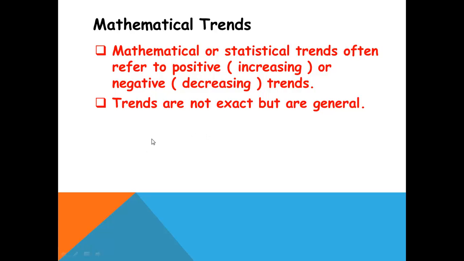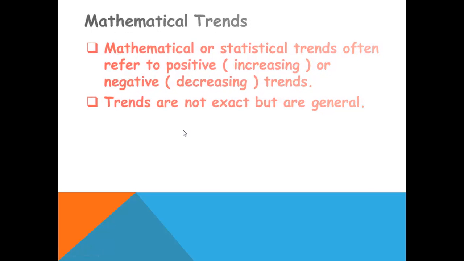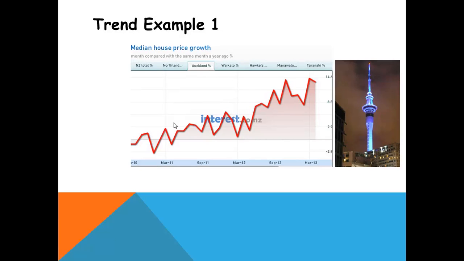Now, this is important to note when we're looking at a graph. So let's have a look at an example. This is a graph of Auckland house price growth, a computer-generated graph from the internet from interest.co.nz, showing Auckland house prices. When we look up here at the title, it's always important to read the title, and you'll see it's median, which you know is the middle house price. So that's the middle house price in the month compared with the same month in the previous year. And it says percentage, which means percentage change.